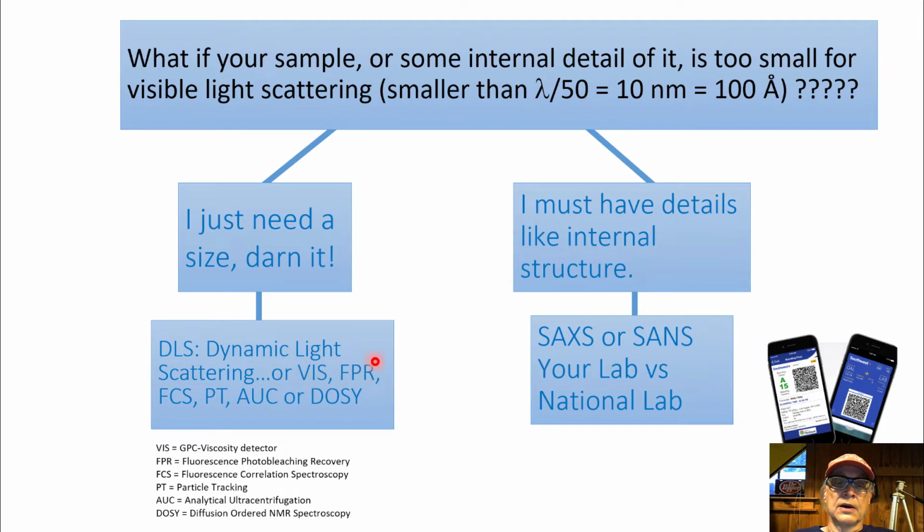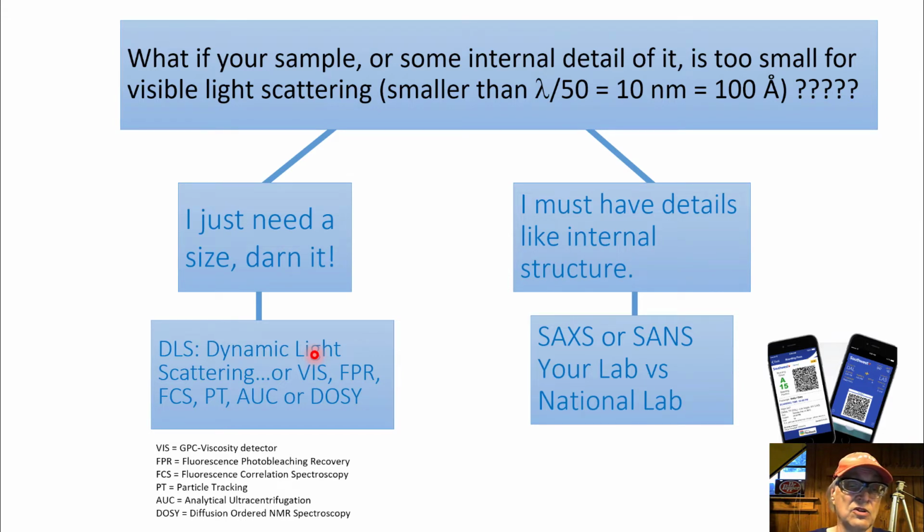There is fluorescence photobleaching recovery, fluorescence correlation spectroscopy, particle tracking may sometimes work, analytical ultracentrifugation, or what's called DOSY NMR. This is a form of NMR. Of course, there's good old viscosity, which works pretty well for very small objects as well. So you have a lot of options, but the one that catches everybody's attention because it's so quick and fairly powerful and relatively easy to do is dynamic light scattering.